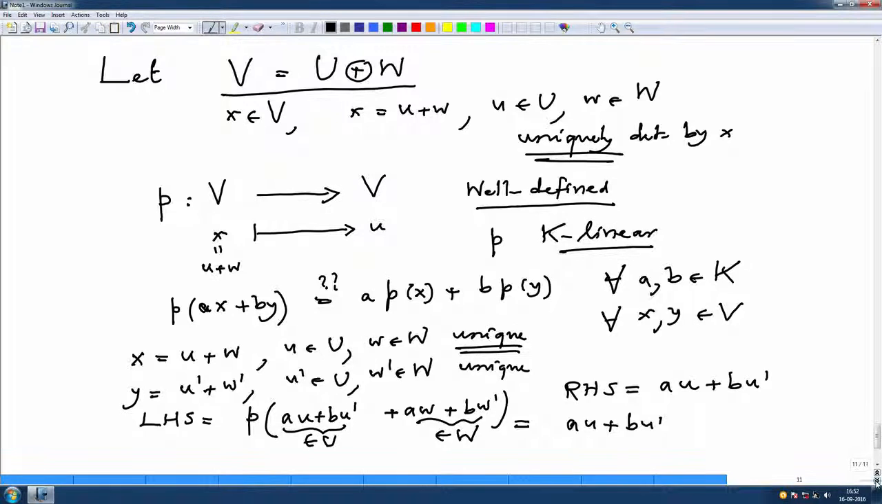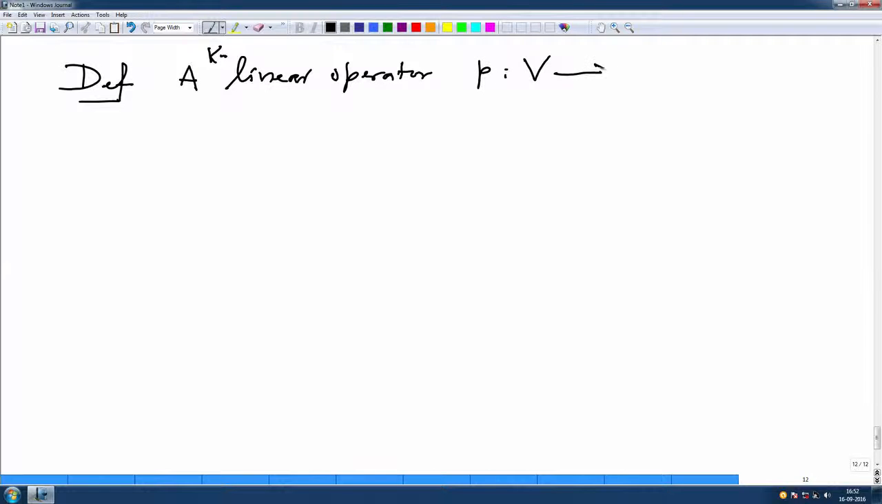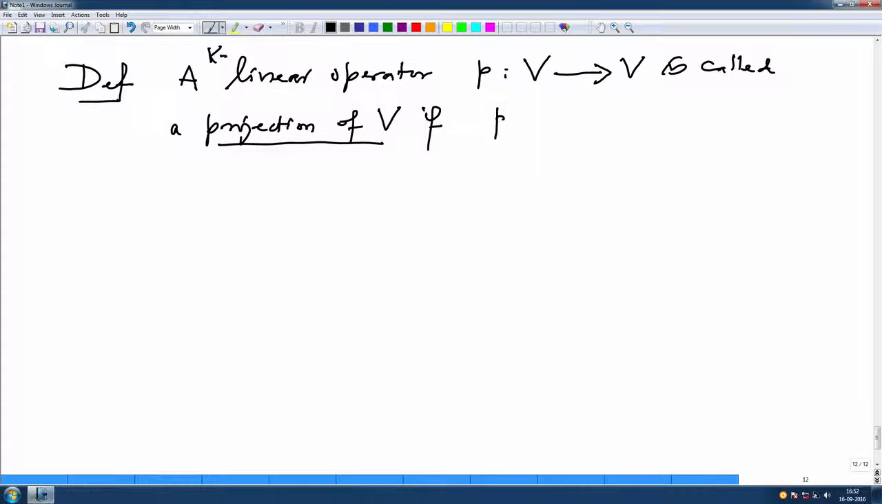So let us formally define. Definition: a K linear operator, if one wants to be specific, P from V to V is called a projection of V if P square, which is P compose P, is P.